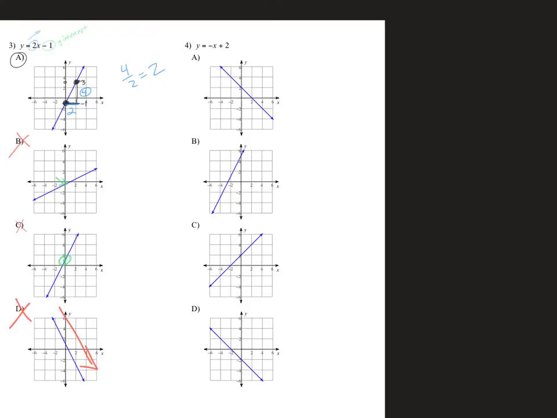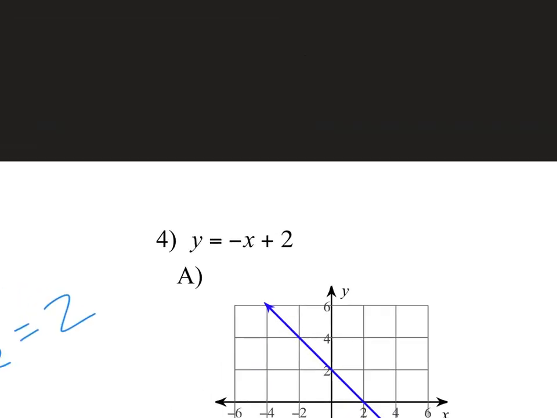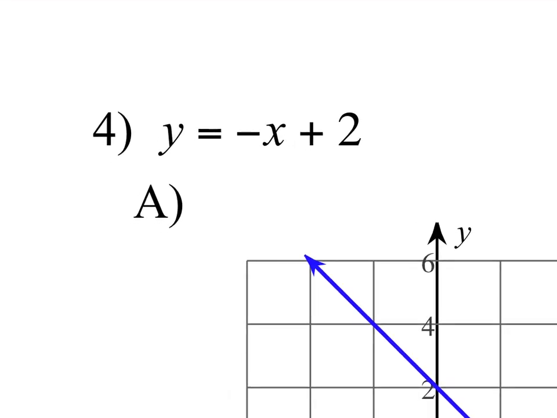Number 4, take a minute, pause the video, try it out on your own. Again, I'm going to assume that you have done so, and I'm going to go ahead and go through it. So I'm going to zoom in on the equation for a moment, and that number that we can't see right there in front of the x is a -1. So that means that the slope is going to be decreasing. The y-intercept is going to be a +2.